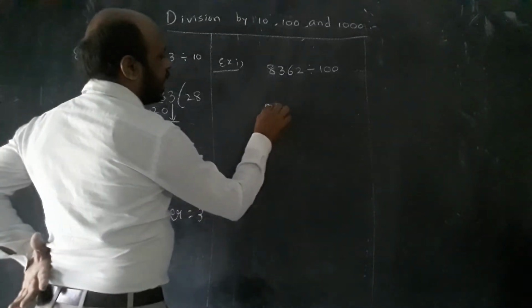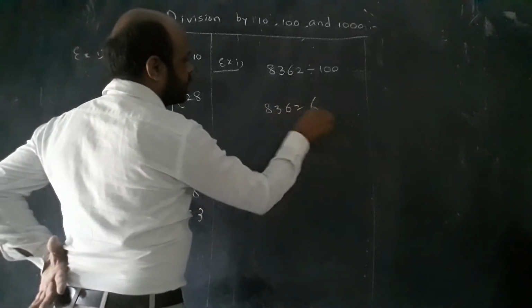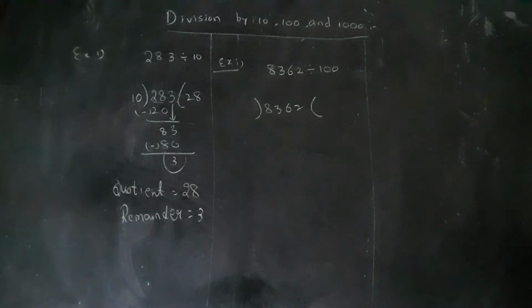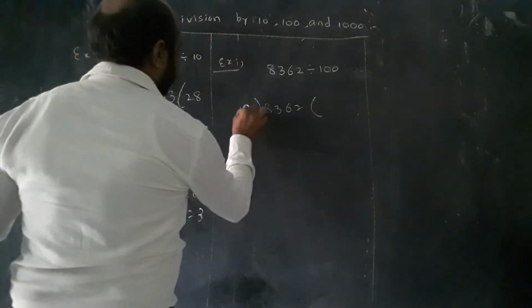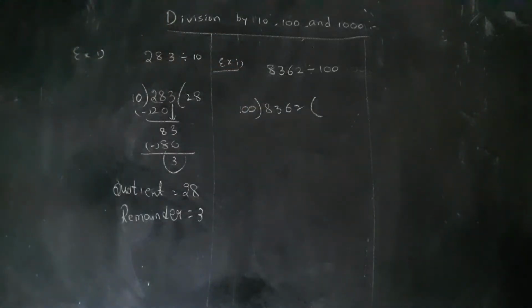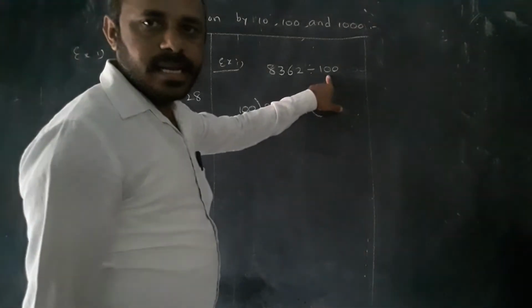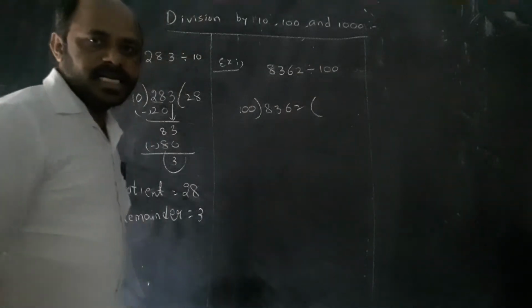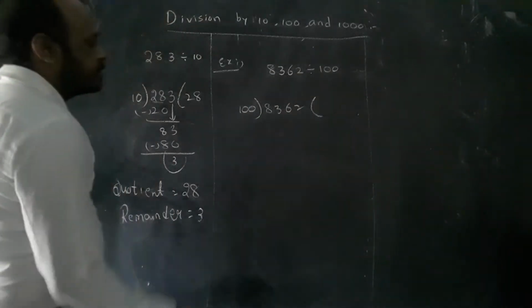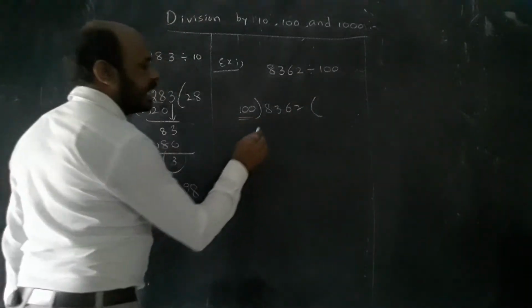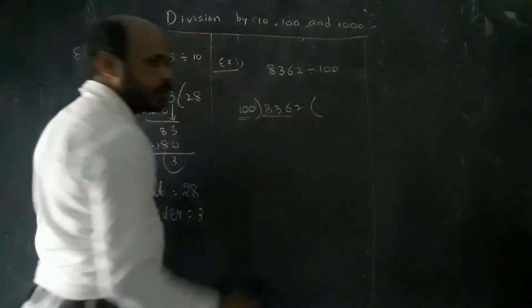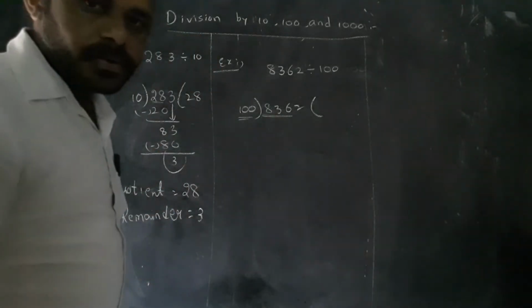See children, 8362 is the dividend in the given example. Now what is the divisor? The divisor is 100. Now this is a 3 digit number. Before we were discussing 2 digit numbers, now the divisor is a 3 digit number. Since the divisor has 3 digits, in this dividend also we have to take 3 digits.